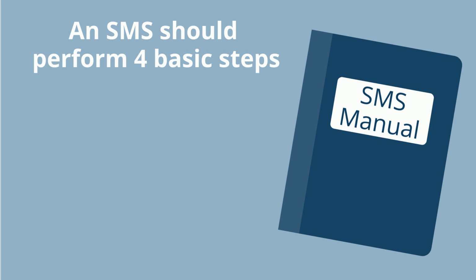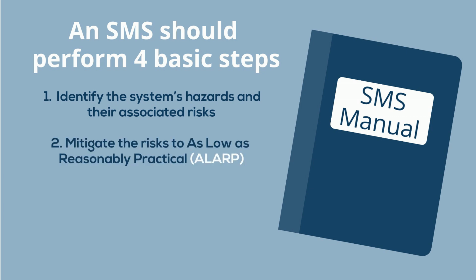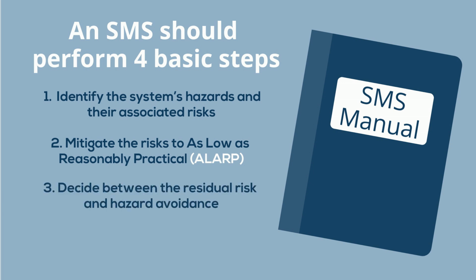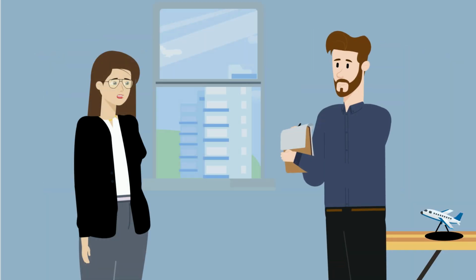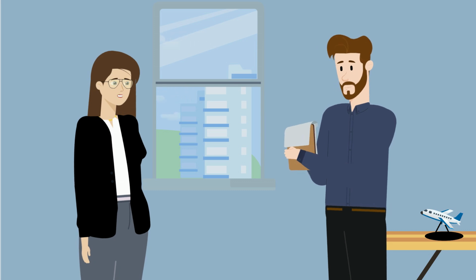An SMS should perform 4 basic steps. 1. Identify the system's hazards and their associated risks. 2. Mitigate the risks to as low as reasonably practical, ALARP. 3. Decide between the residual risk and hazard avoidance. 4. Learn from the experience. Everything else in an SMS supports or validates this process, as you will learn in the other presentations in this series.